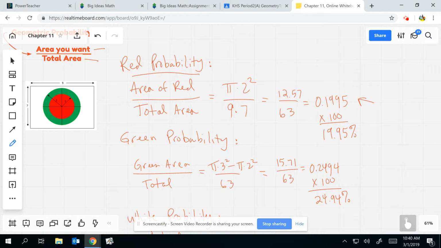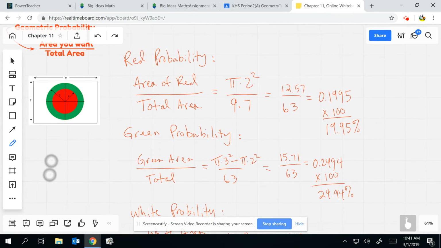If you want your probability as a decimal, you'd be done. If you want your probability as a percent, you have to multiply it by 100. You move the decimal over 2 places, and you get 19.95%. So there's almost a 20% chance of getting it in the red area.